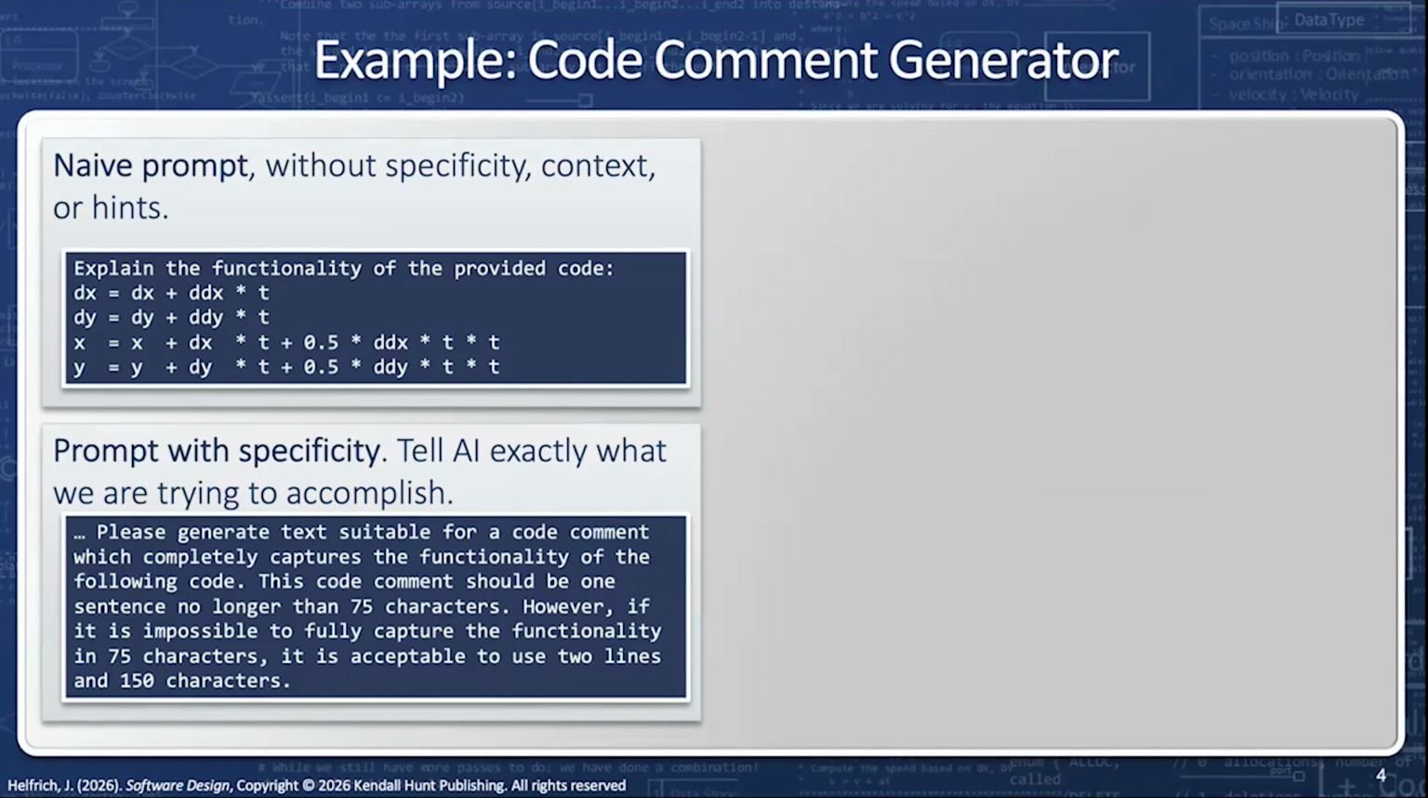So now we're going to add some specificity. We're going to tell AI exactly what we're trying to accomplish. So we're going to take the original one and then we're going to add, please generate text suitable for a code comment, which completely captures the functionality of the following code. This code comment should be one sentence, no longer than 75 characters. However, if it is impossible to fully capture the functionality in 75 characters, it is acceptable to use 2 lines and 150 characters. All right, let's see how this changes everything.